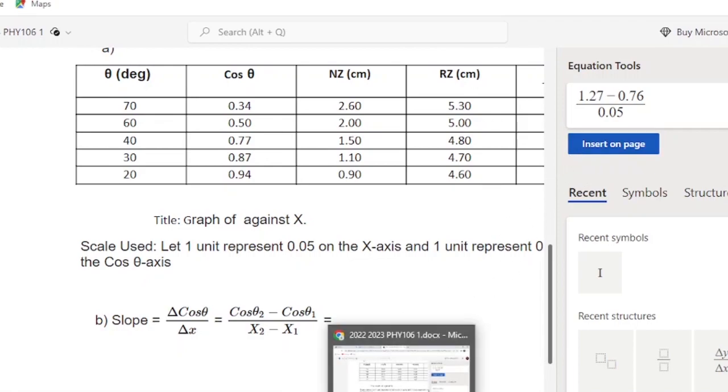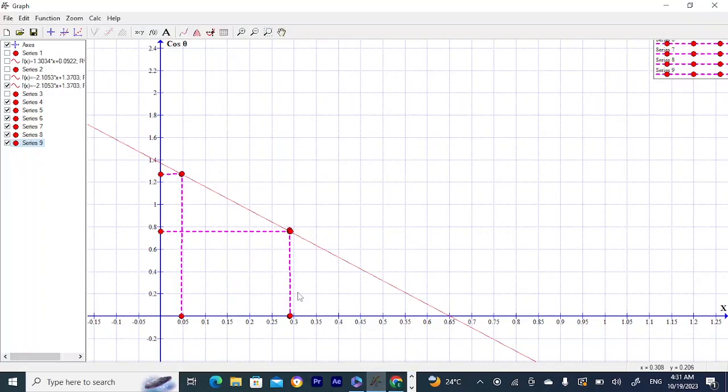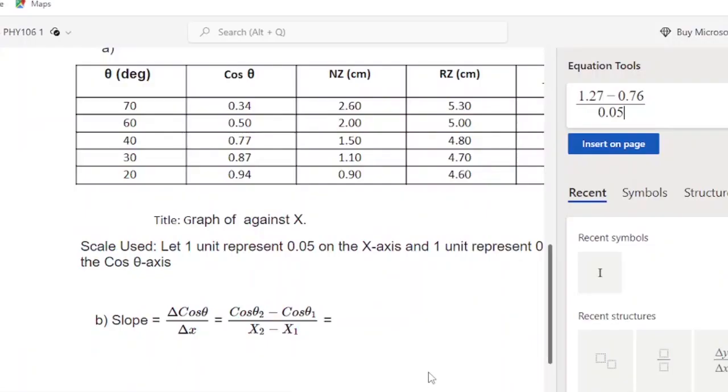Let's now get the value of x1. For x1, we'll trace this downward this way here. If I trace this downward, what we got initially was about 0.29. So I had minus 0.29. All right. So that's inside this. So I have this.